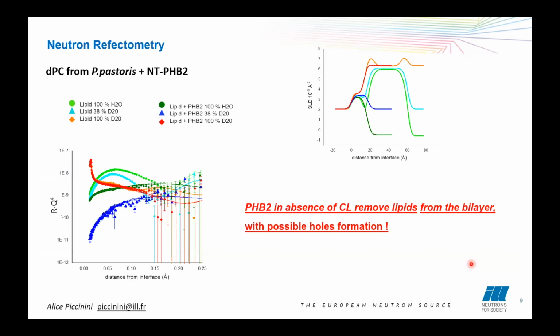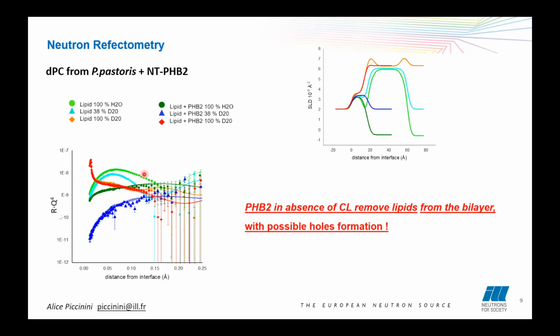Then I performed some neutron reflectometry experiments, and the system that I used here is a deuterated phosphatidylcholine extracted from Pichia pastoris. This is a natural lipid that was given to us by the research team of Giovanna Fragneto at ILL, with the addition of the terminal helix of prohibitin 2. And here you can see the contrasts that I used in absence and in presence of peptide.